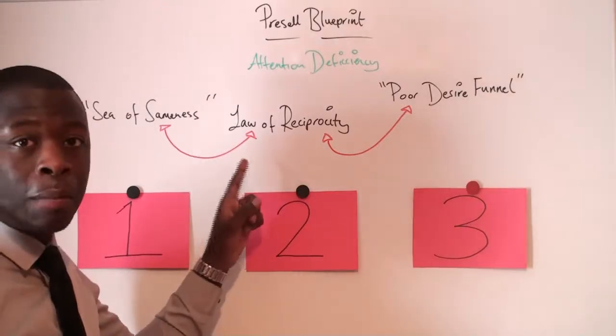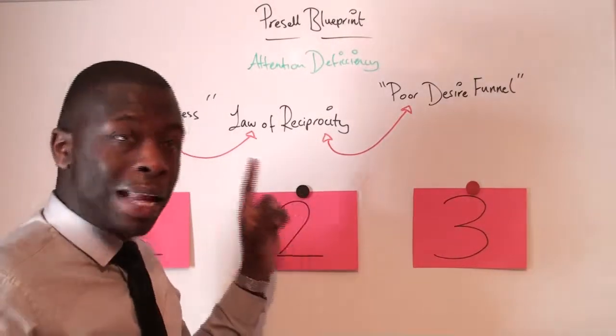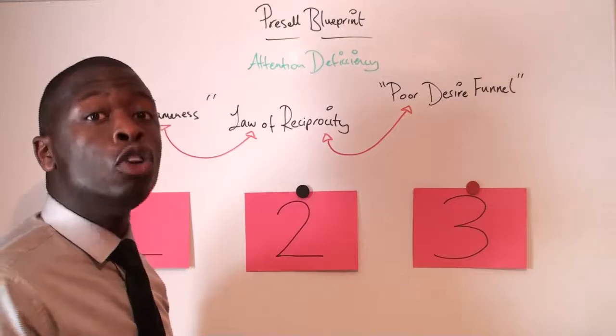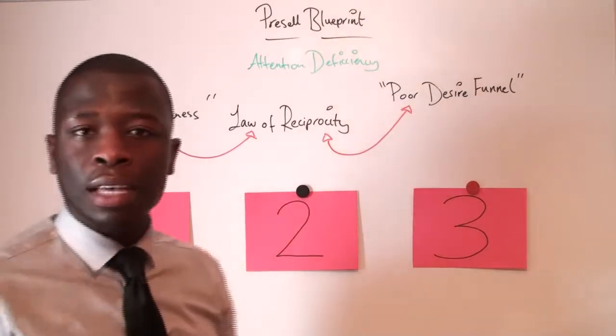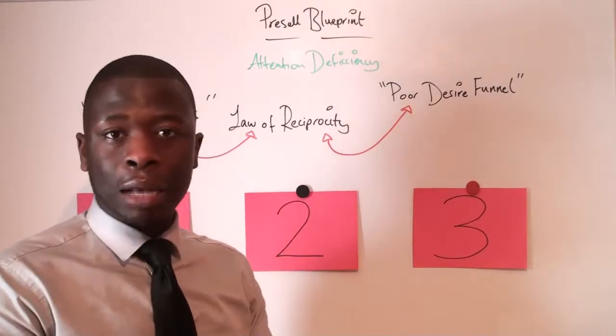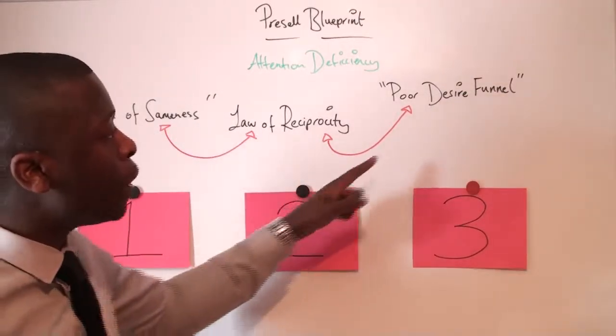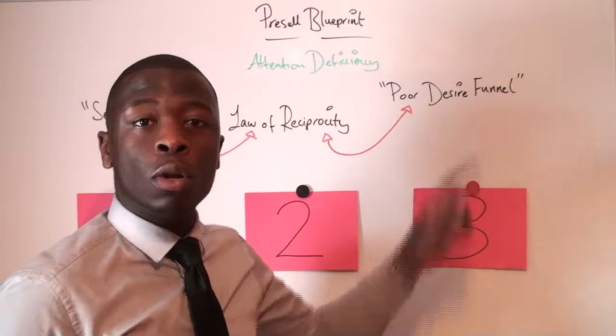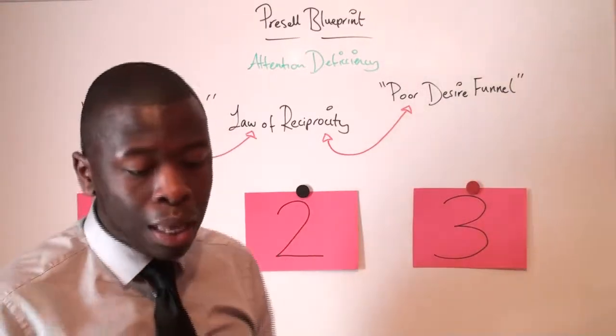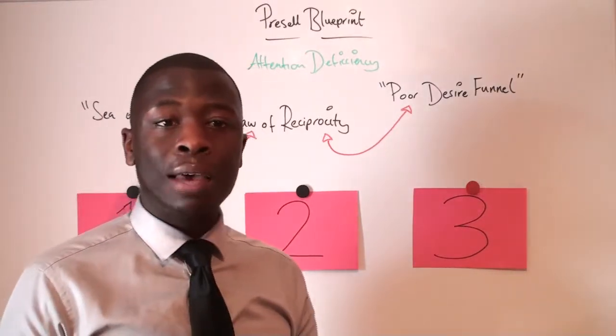You need to harness that. So give massive use value and it will come back to you tenfold, 100-fold. Okay, in the Bible it says, give and it shall be given to you, pressed down, shaken together and running over. So the law of reciprocity, that is very, very powerful. Then is what we call a poor desire funnel. Many people have this problem with a poor desire funnel.